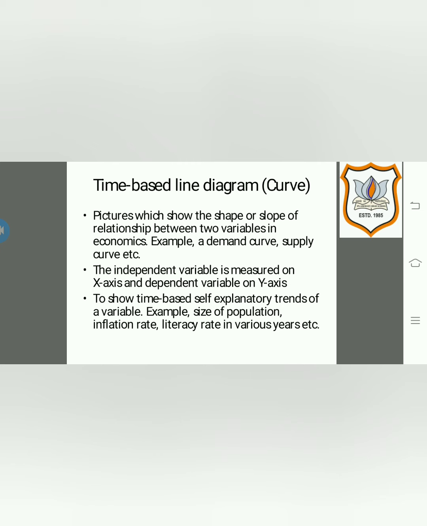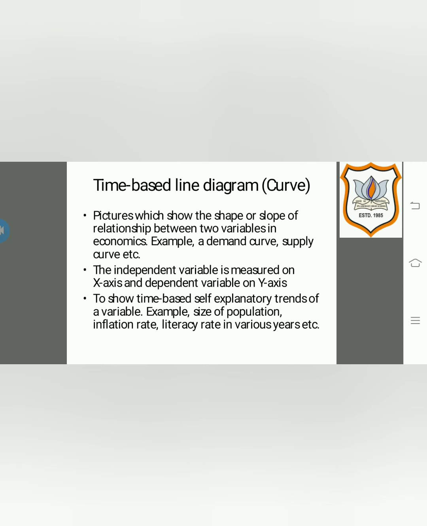First of all, we will discuss the time-based line diagram, which is also known as a curve. These are pictures which show the shape or slope of the relationship between two variables in economics. For example, demand curve or supply curve, etc. We have already seen that a demand curve has a negative slope and it represents an inverse relationship between price and demand.